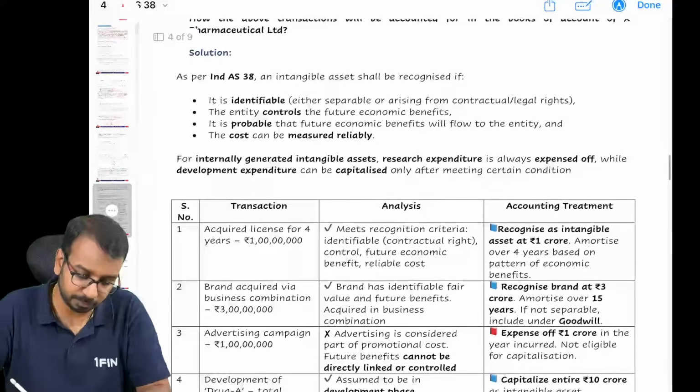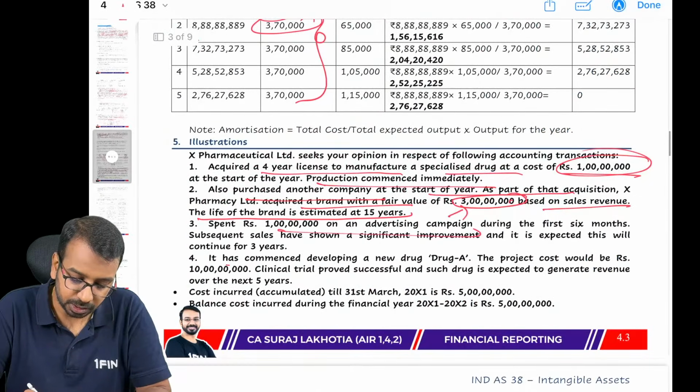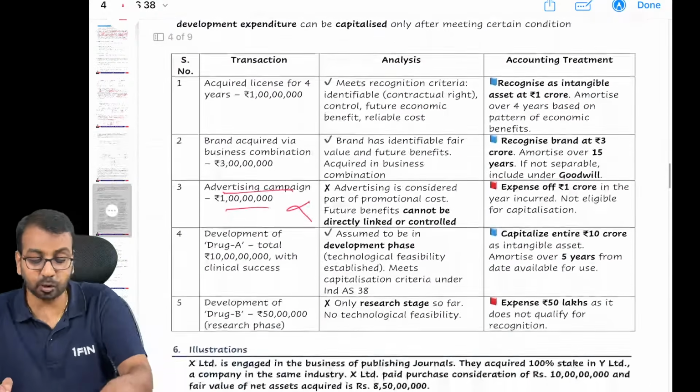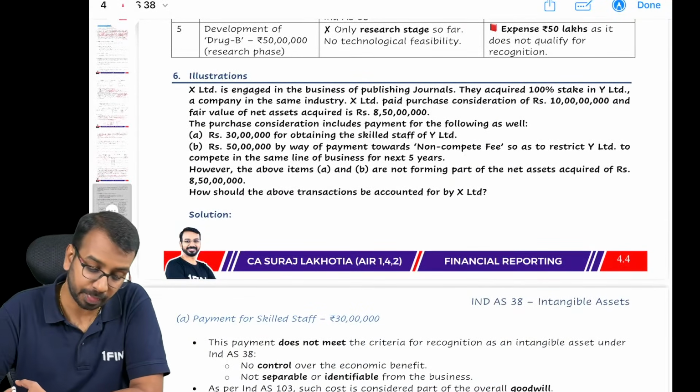Okay. Then, advertising campaign will not be capitalized. Development. It commenced developing a new drug. Project cost would be 10 crores. Clinical trial proved successful and it is expected to generate benefits over 5 years. So this also will be capitalized, assuming that it will give us future benefits.